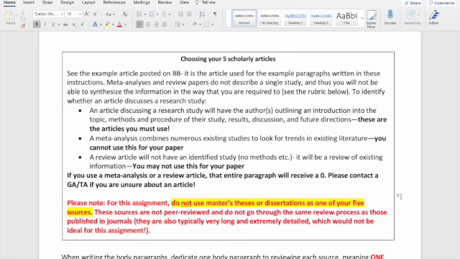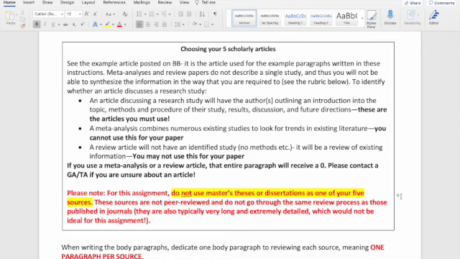You can find scholarly journal articles using Google Scholar or through the University Library's online database, which is called Omni. If you find an article and you're not sure if it can be used for this assignment, feel free to email your assigned GA, or you can also email myself, and we can look that over for you.